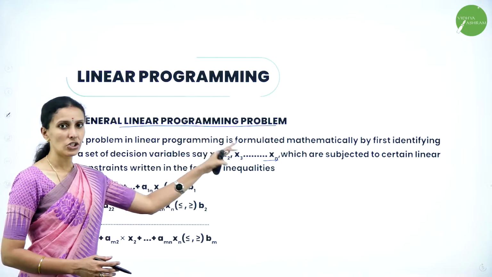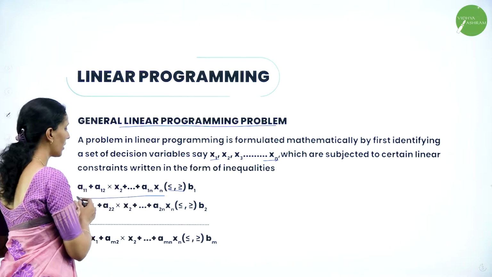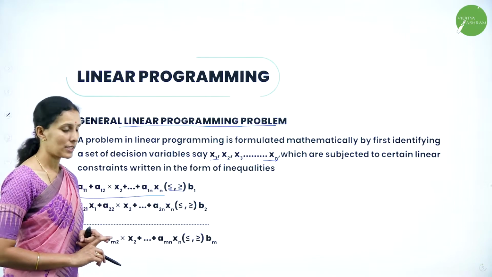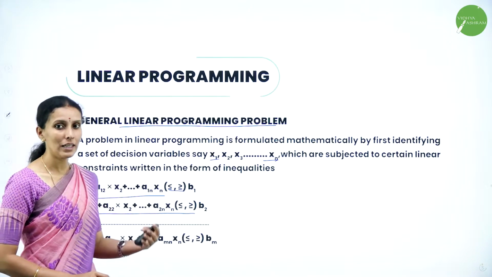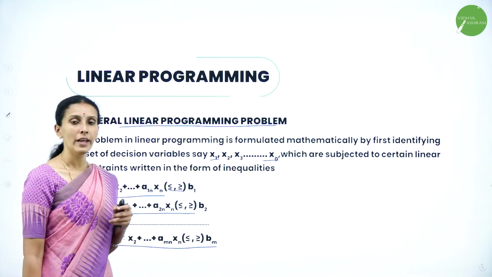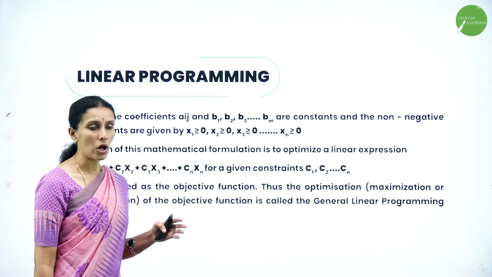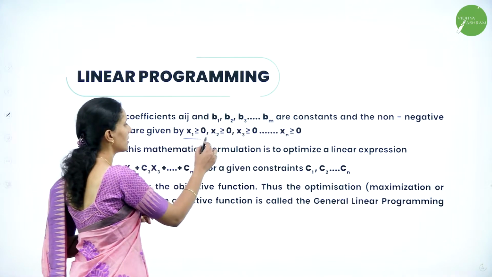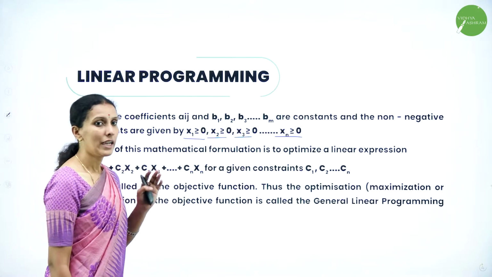So these decision variables are converted in terms of linear inequalities using less than or equal to, greater than or equal to, along with some constants. It depends on how many linear inequalities we may form according to the given condition. It may go up to m number of inequalities. Here b1, b2, b3, bm are all constants, and there are non-negative constraints given by x1 greater than or equal to 0, x2 greater than or equal to 0, x3 greater than or equal to 0, xn greater than or equal to 0. That means they are all non-negative.